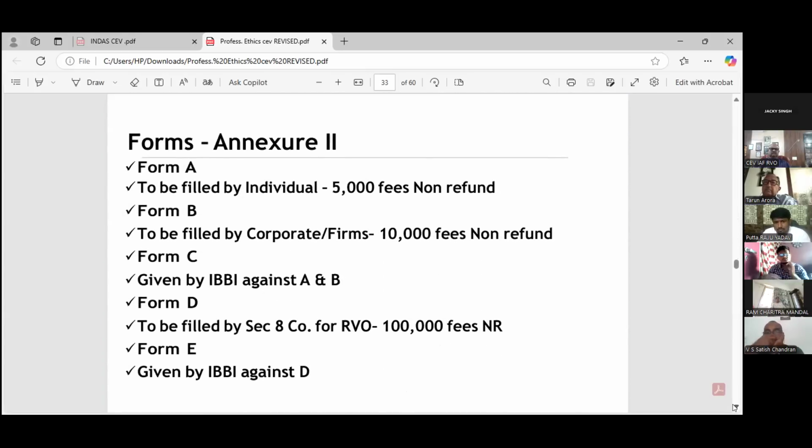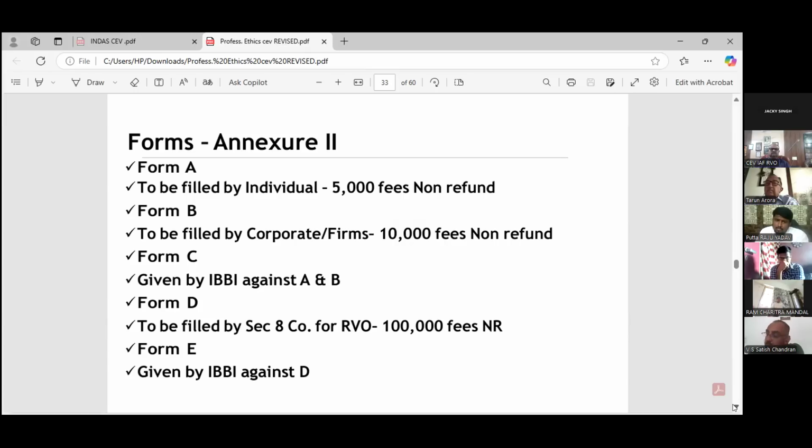Now we come to forms and annexures. This is a very important part. Forms are written in annexure number 2. For which purpose is this form, where is it utilized?